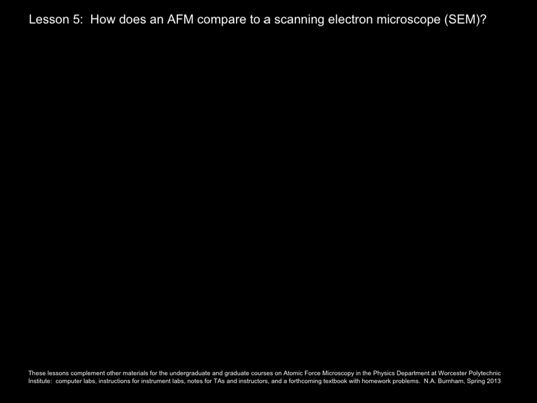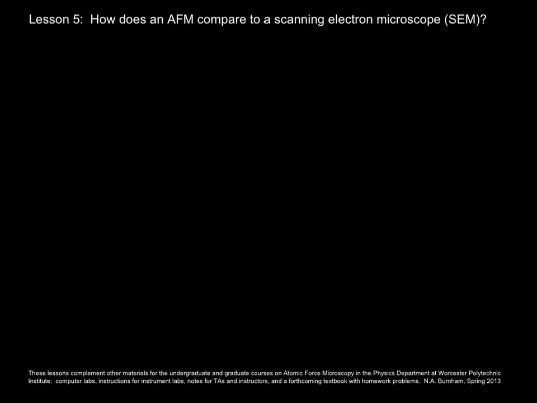In the first lesson, I told you that I was excited about AFM. One of many reasons is that it has very good resolution. Well, it's not the only instrument that you can use in nanoscience, nanotechnology, that has resolution that's very good, better than an optical microscope. One of the alternatives is a scanning electron microscope. So in this lesson, let's talk about how AFM compares to SEM, scanning electron microscopy.